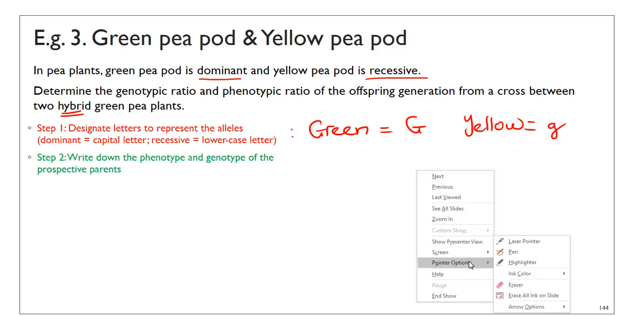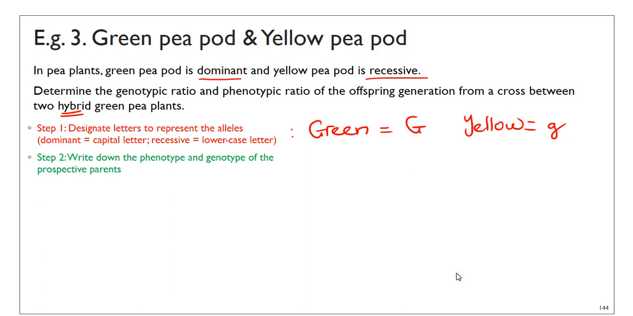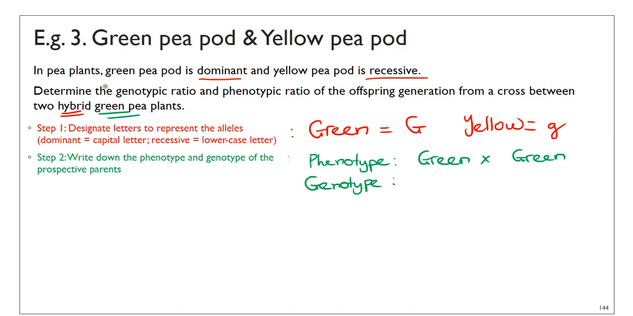And now I'm going to write out the phenotype and genotype of the parents. So both parents are green pea plants and they're hybrid. So the phenotype is going to be just two green pea plants, green crossing with green, also written in green. And for the genotype, the question has to tell you what the genotype is. So you know that they're hybrid. Hybrid is just another way of saying that they're heterozygous for this trait, which means they will have one copy of the dominant allele and one copy of the recessive allele, and this is for both parents. So that's the phenotype and genotype of the parents.